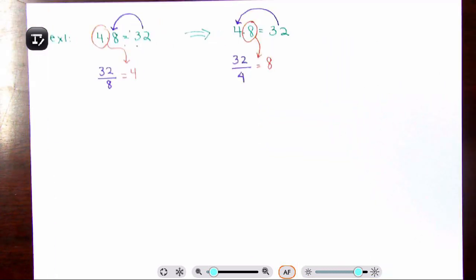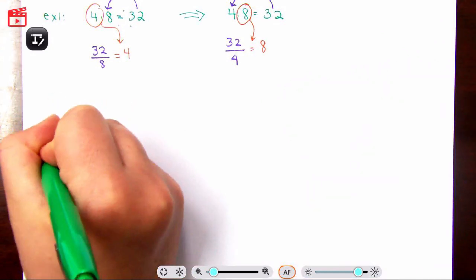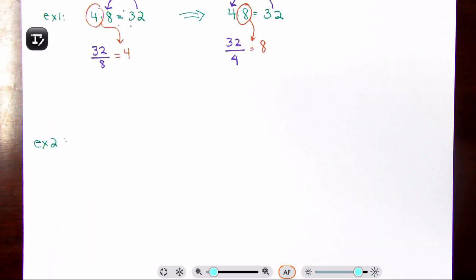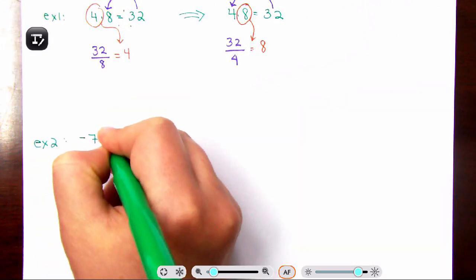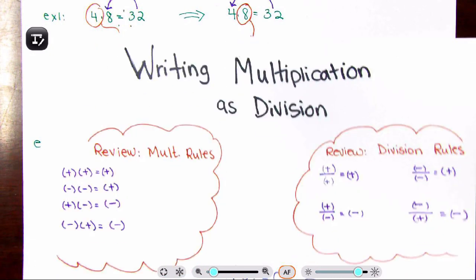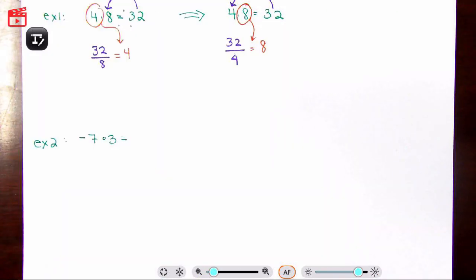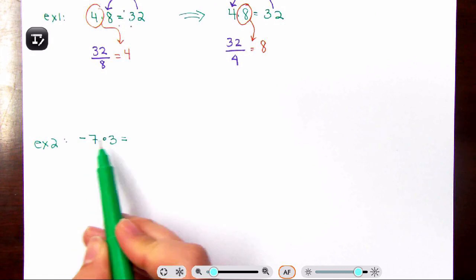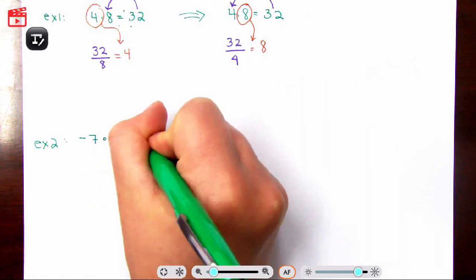Let's do some examples with some positives and negatives in there. Example 2. Let's do negative 7 times 3. Again, if you need to know your multiplication rules and you don't know them, make sure you have your cheat sheet out. Negative times a positive is negative. How do you know? The signs are different. If one is negative and one is positive, your answer is always going to be negative. So negative 7 times 3 is negative 21.